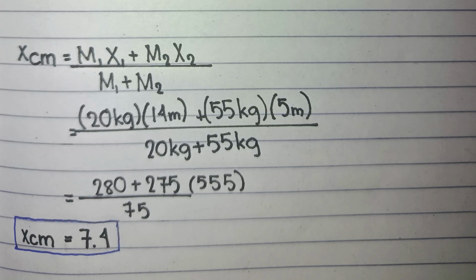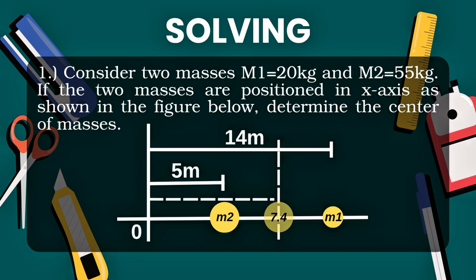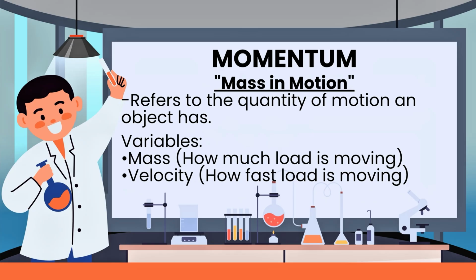Now, add 280 and 275, then you should have the result of 555 over 20 plus 55. Add 20 and 55, then you should gain the result of 555 over 75 is equal to 7.4. Therefore, the center of mass is 7.4 meters. Now, going back to the figure, the center of mass should be right there, slightly longer from the distance of 5 meters. Now, let's move on to momentum.